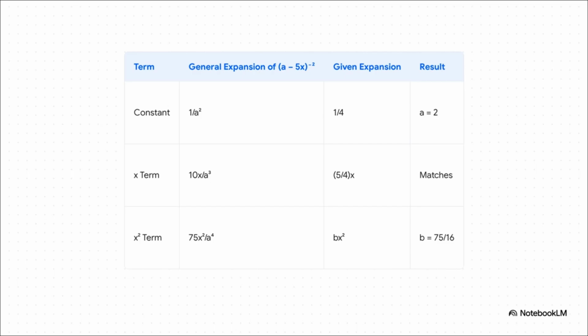See that second column? We get 1 over a squared for the constant term. Then all we have to do is match that up with the expansion we were actually given. We see that 1 over a squared must equal 1/4, so a has to be 2. We just do that for each term to find a and b.